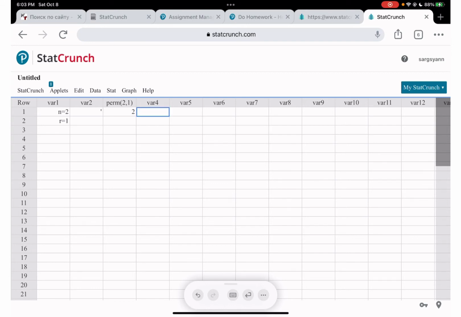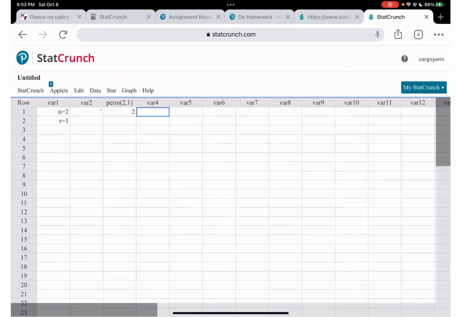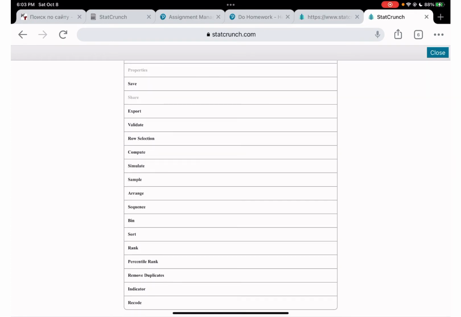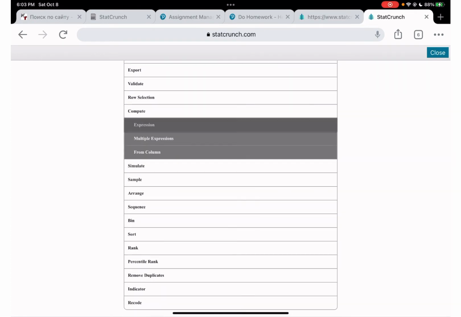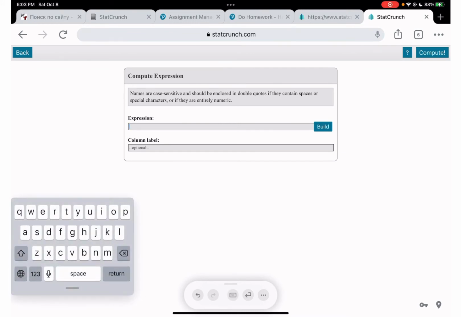Let's say if I want to do combination, I will show this time, so I won't repeat every time. You already will know how to do it. So I'm closing. Okay, clicking data one more time. I choose compute and choose expression. And this time I'm choosing combination, where order is not important.